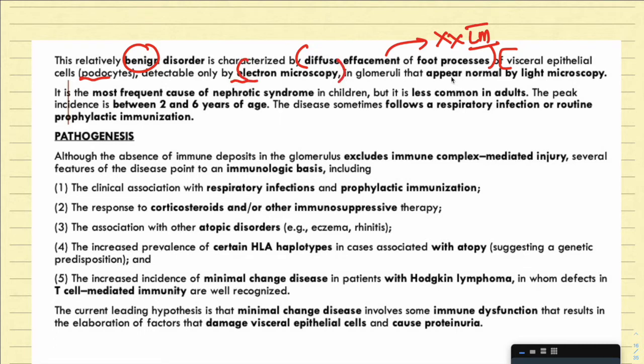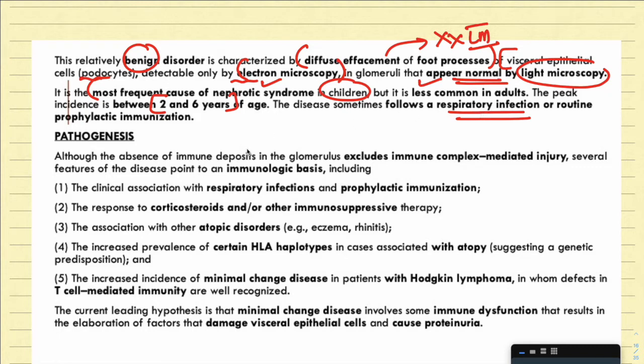The glomerulus will appear completely normal by light microscopy. So this is a very classical and important finding. Minimal change disease, the MCD, is the most frequent cause of nephrotic syndrome in children, but it is far less common in adults. The peak incidence is between 2 and 6 years of age, and the disease sometimes follows a respiratory infection or routine prophylactic immunization. So what is the pathogenesis of this minimal change disease?